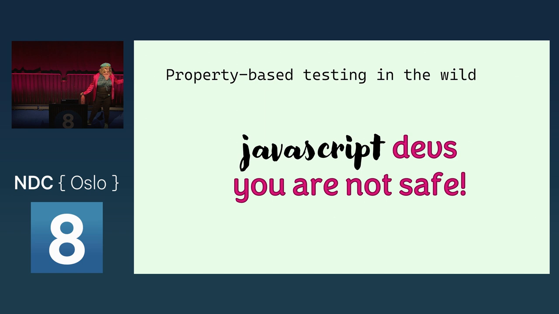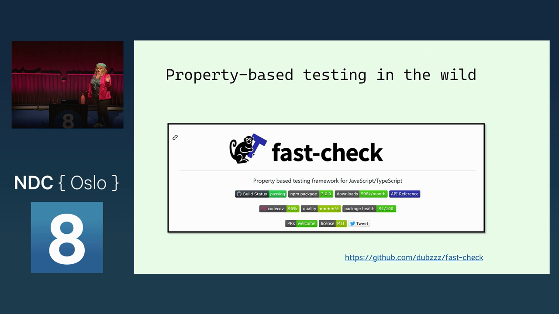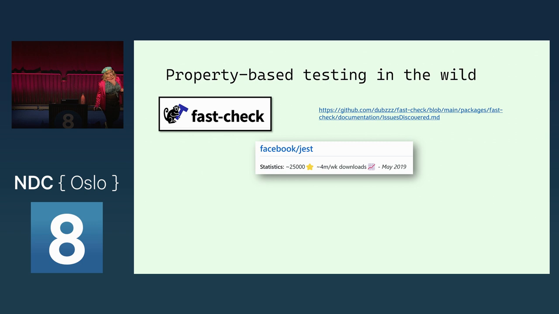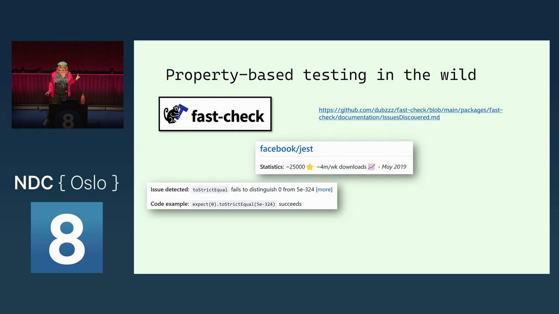JavaScript devs, you are not safe either. I know I've been talking about FsCheck and C# and .NET, but as I will touch on later, you can do this in any language you choose. JavaScript and TypeScript have this lovely library called fast-check. They have a really cool page called Issues Found, where they document issues they have found in quite big libraries. Who here has used Jest to unit test on the front end? Not many hands. I'm assuming you're mostly back end then. Basically, Jest is used for every single React app for testing. And fast-check found this issue where toStrictEqual fails to distinguish 0 from 5 times 10 to the minus 324.